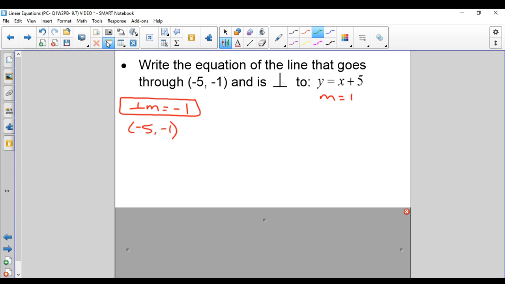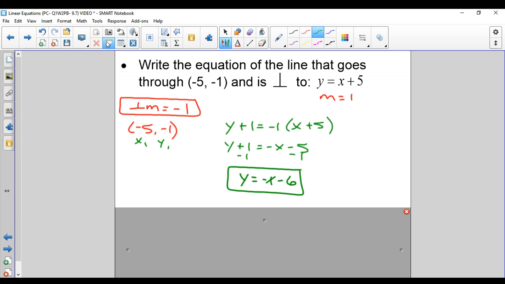Go ahead and plug those in, just like I've been doing. y plus 1 equals -1 times x plus 5. Make sure it's minus a negative. That's why that's all changing there. -x minus 5, subtract 1, y equals -x minus 6. That's my equation. Opposite reciprocal is the bigger deal on these ones.